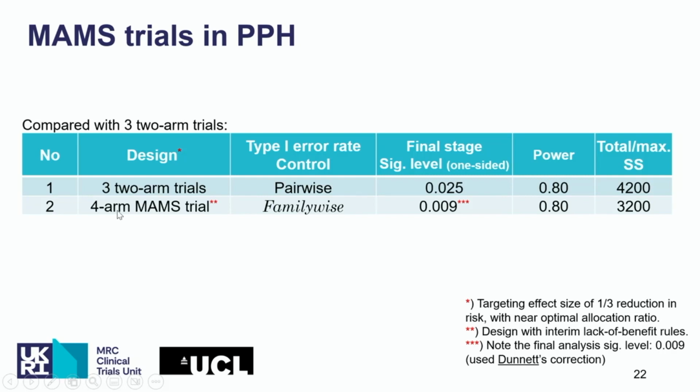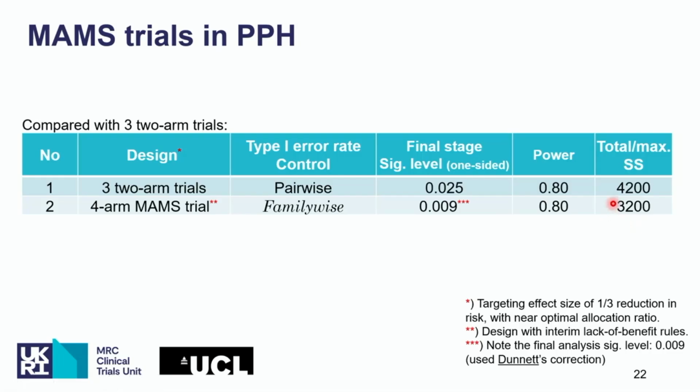For a standard 4-arm MAMS trial, which controls the family-wise error rate, you are accounting for multiple testing. Look at the reduction in sample size. Despite accounting for multiplicity, it is still more efficient. However, the final stage significance level needs to be corrected to that value, and you claim efficacy if you observe a p-value less than that, compared with running it as a separate trial.